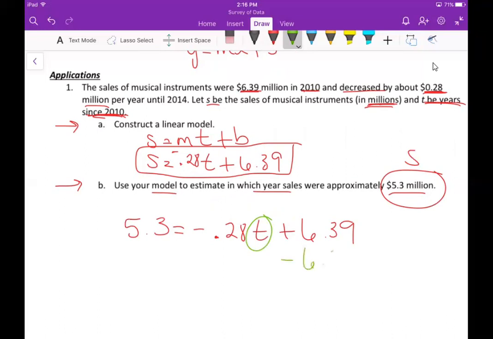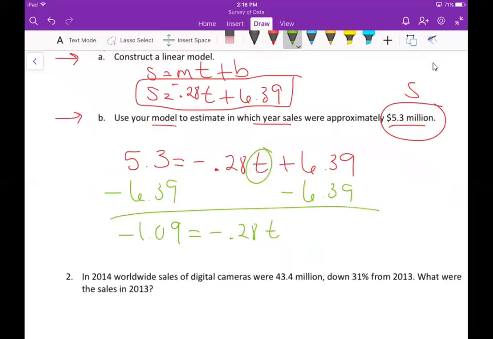We know that we first need to move the constant over to be with the other constant. So we first need to take 5.3 and subtract 6.39. If we do that, we will end up with negative 1.09 equal to negative 0.28 times t. Negative 0.28 is being multiplied by t, so I need to divide, oops, not by 2.8, but by that number I see, 0.28, divide by negative 0.28 again on both sides. And you'll get a t value.